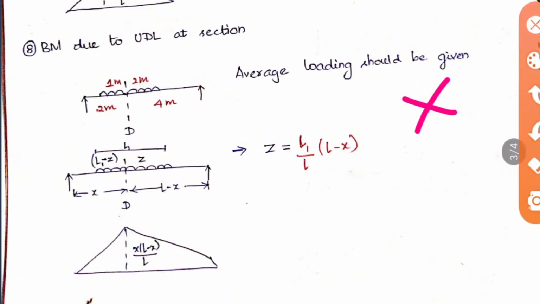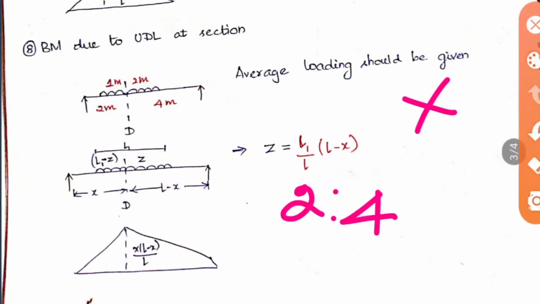Here I have taken a span of 6 meter supported beam, and a UDL of span 3 meter. The section is given at a point D, which occurs 2 meter from the left support. So the section divides the span in the ratio of 2:4. This section should also divide the UDL in the same ratio. That is the condition to be applied, so that only you will get the maximum bending moment or maximum value for the UDL.